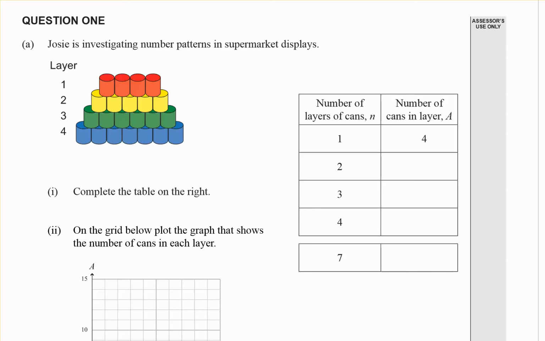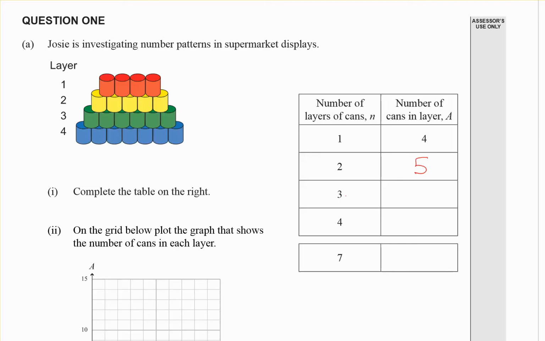This is the 2014 Tables, Relationships, Graphs and Equations paper. Question 1, investigating number patterns, number of layers of cans, and this is the number of cans in the layer. So in the first layer there are 4 cans. In the second layer we've got 1, 2, 3, 4, 5 cans.